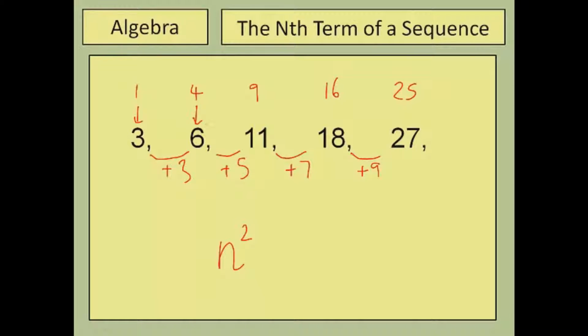Now it should be clear that there's a link between the square numbers and our sequence. So how do we get from n squared to our sequence? What do we do to each of these terms? And in this case it's just plus 2, because 1 plus 2 is 3, 4 plus 2 is 6, 9 plus 2 is 11, and so on. So this sequence is n squared plus 2.